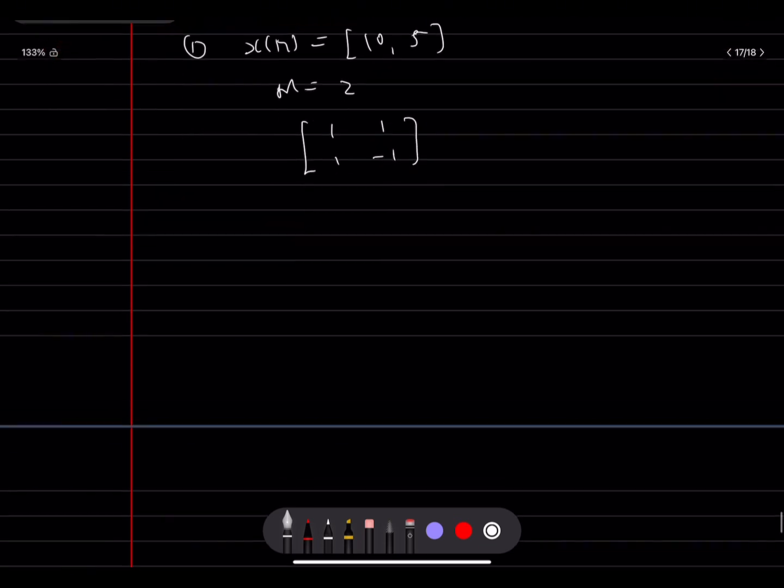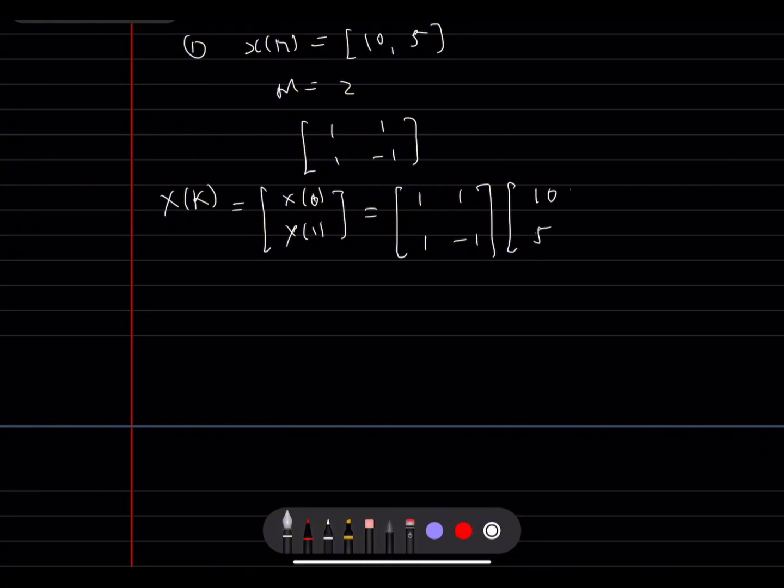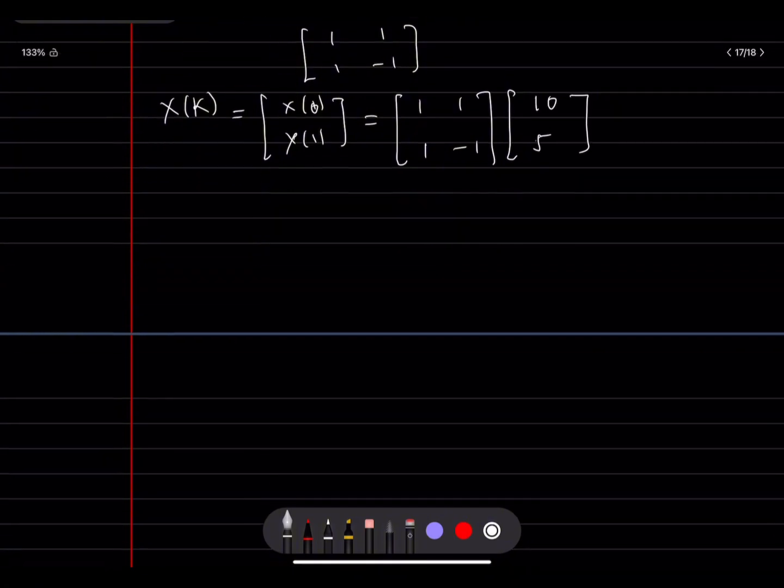And based on this, as I said, X of k, which is the same as X of 1, X of 0, and then X of 1, should be equal to the Twiddle factor matrix 1, 1, 1, and negative 1, multiplied by the input sequence, which is 10 and 5. When you do the matrix multiplication, you can use your calculator or your hand. So 1 times 10 is 10, plus 1 times 5 is 5.